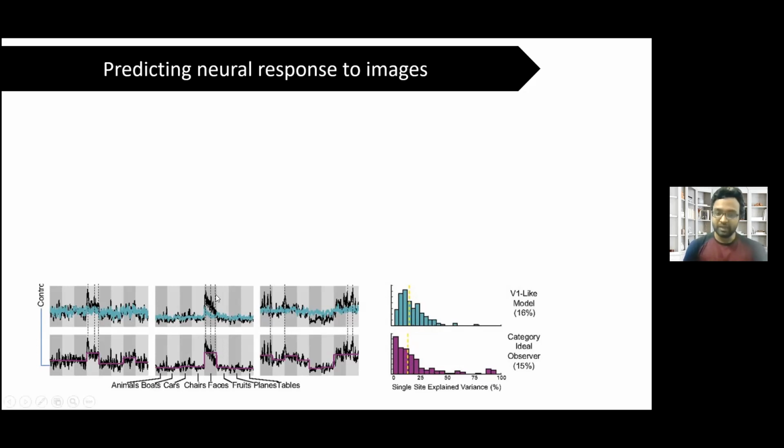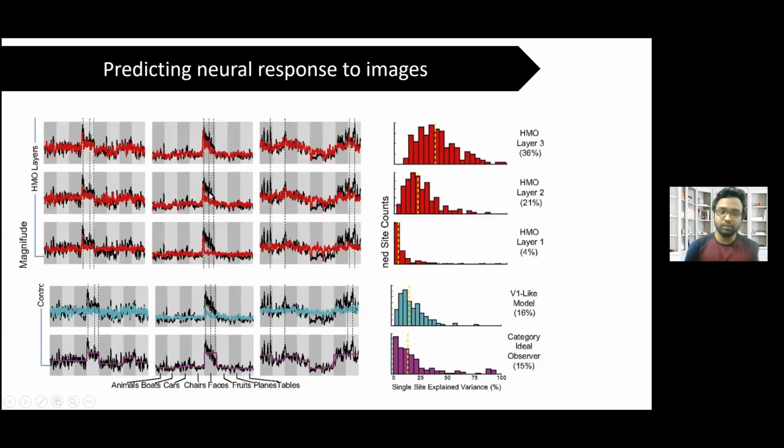That performs slightly better, but it doesn't capture all the dynamics present in these neurons. But if you look at the hierarchical model that they trained, and at the different layers, layer 1, 2, and 3, the initial layer doesn't predict the data quite well, but the later layers predict the responses to different images quite reliably. And they are able to explain 36% of the variance in this particular case.